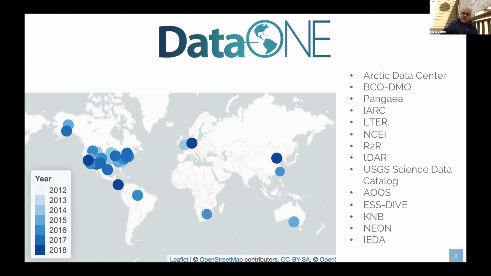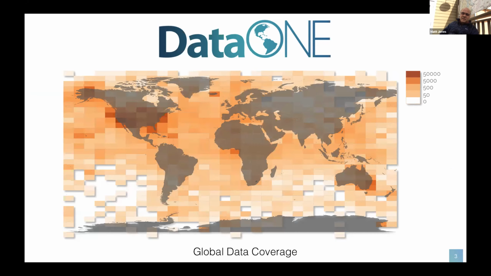So there's a large collection of repositories that are part of DataONE. And through that federation, we have built a global catalog of approaching 900,000 data sets that span a global geographic distribution, including many data sets in the Arctic, as shown on this slide.